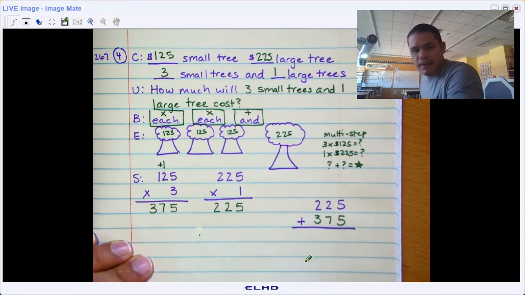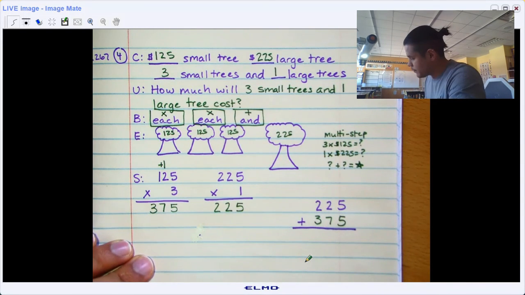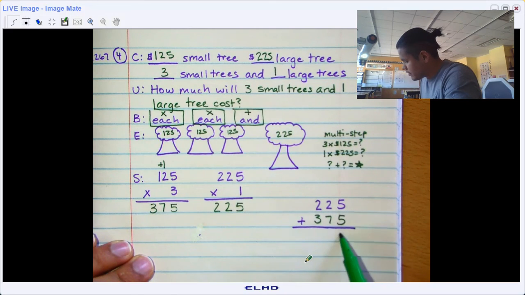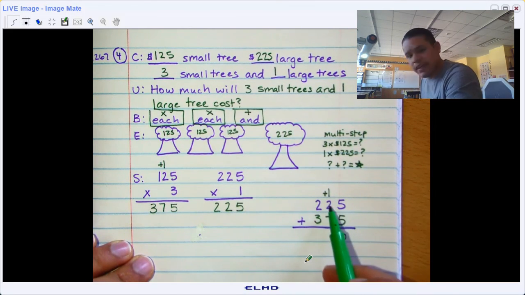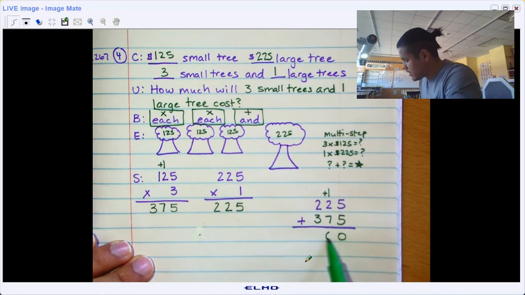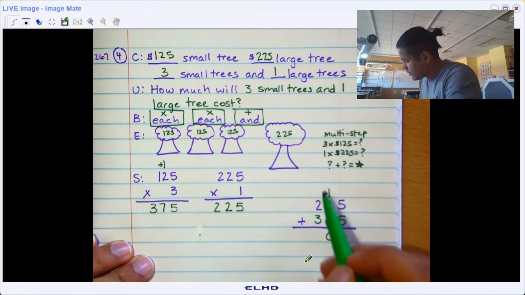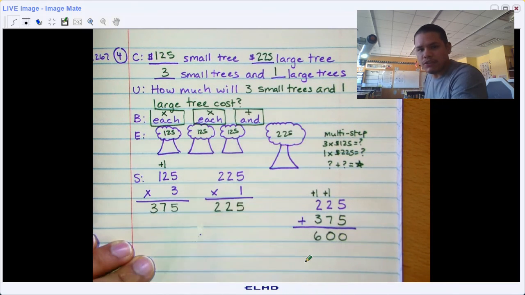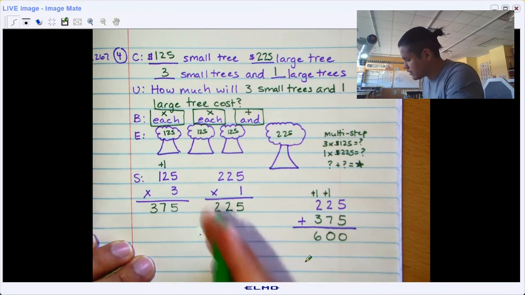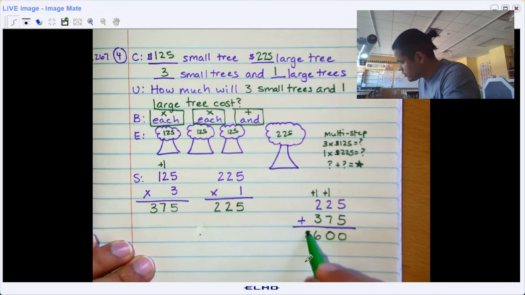375. Now, hopefully you notice all of my place values are nice and neat. They're all lined up, okay? Now I can add 5 plus 5 is 10. Leave the 0. Regroup to the next place value. 1 plus 2 is 3. 3 plus 7 is 10. Leave that. Regroup to the next place value. So 1 plus 2 is 3. 3 plus 3 is 6. So we have 600. So to answer the question, how much will 3 small trees and 1 large tree cost? Our final answer is $600.